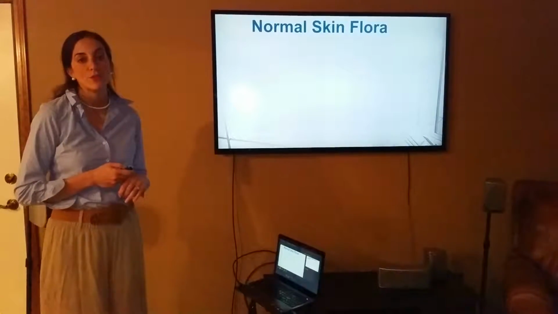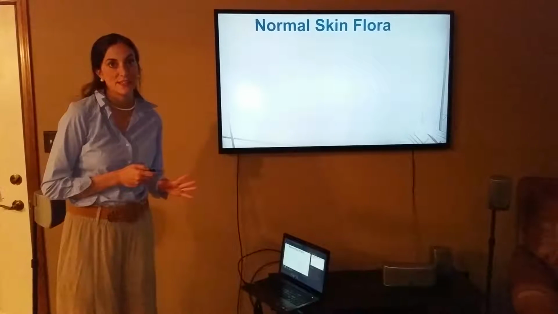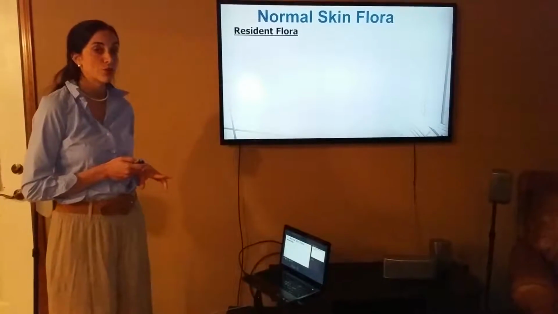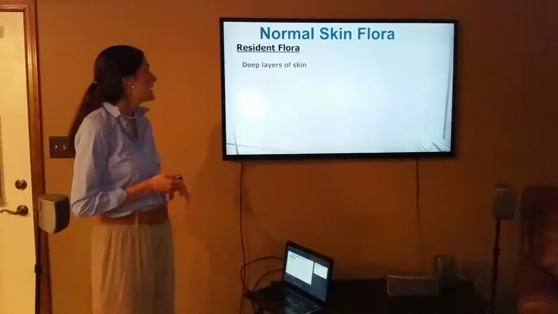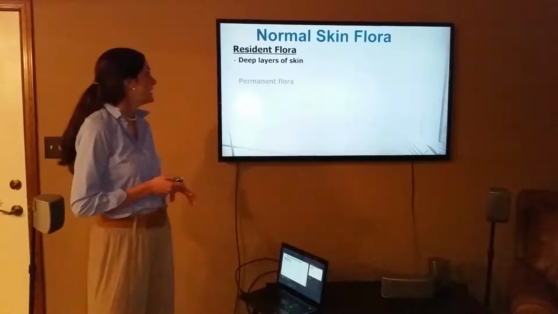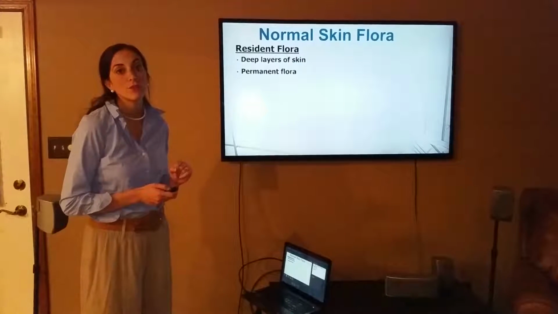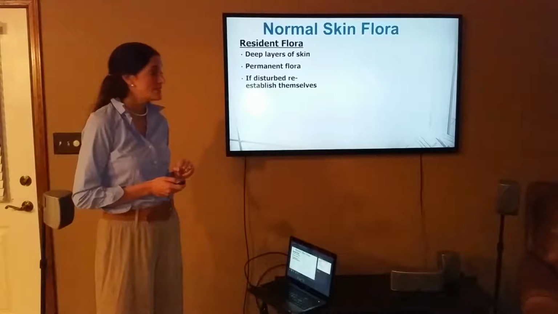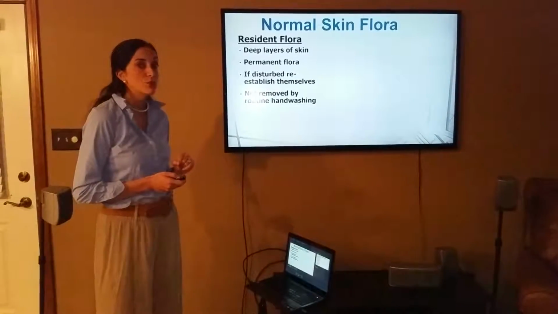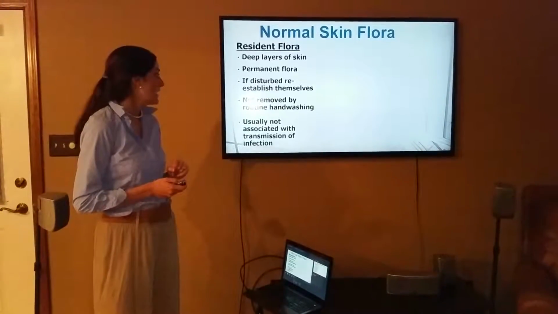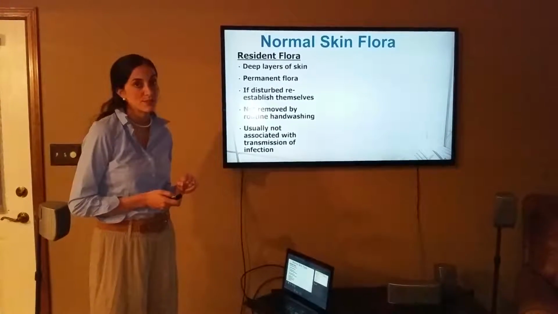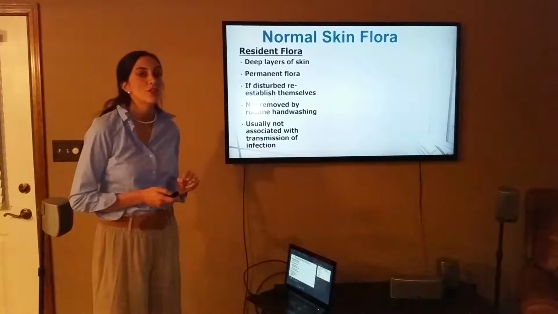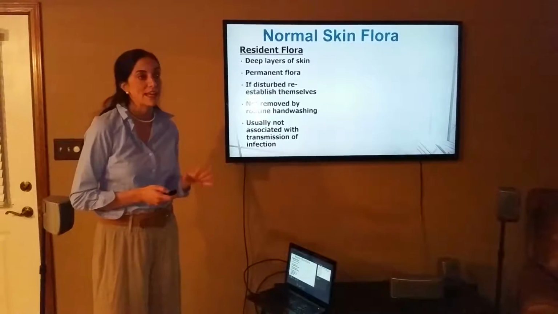Let's talk about the microorganisms on our skin. So in normal skin flora, there's two different types of microorganisms. We have the resident flora, and that's within the deep layers of skin. That's a more permanent flora. If disturbed, they reestablish themselves, and they're not removed by hand washing, and they're usually not associated with the transmission of infection.